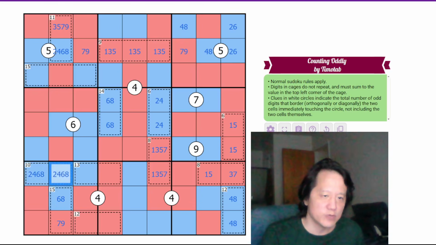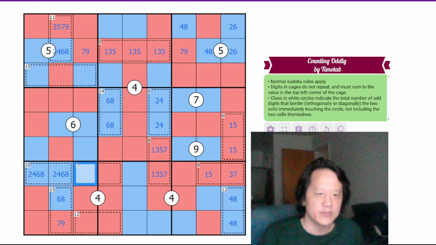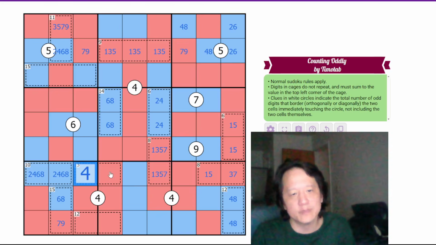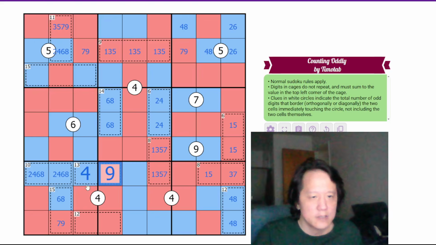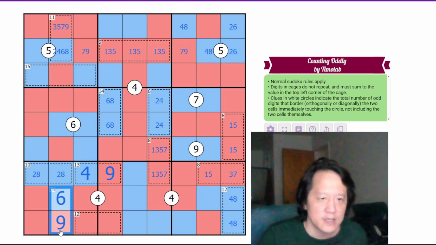That eliminates one of these is 6 or 8. This is 6 or 8. That means this can't be 6 or 8. So this must be 2 or 4. But only 4 and 9 add up to 13. That means this can't be 4 and 6. This is 2 and 8. 8 eliminates 8 here, so this is 6 and 9, adding up to 15.